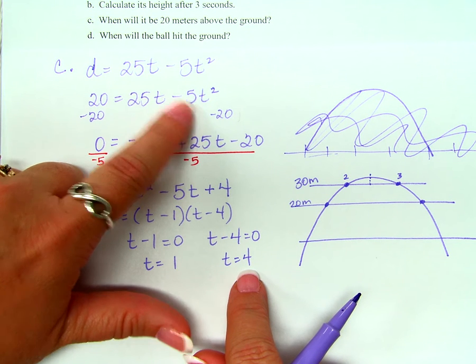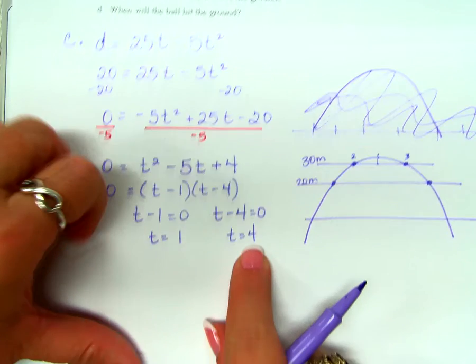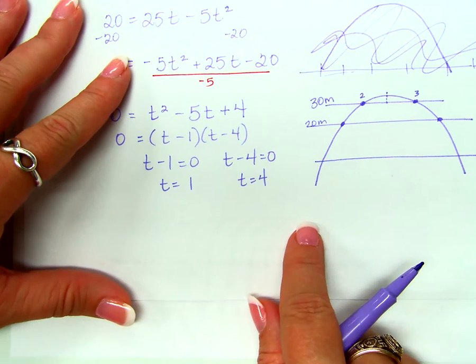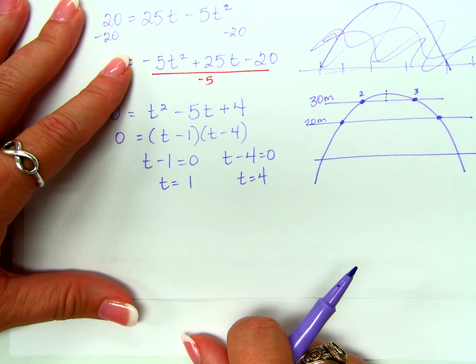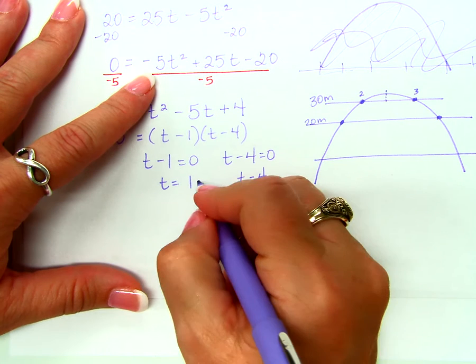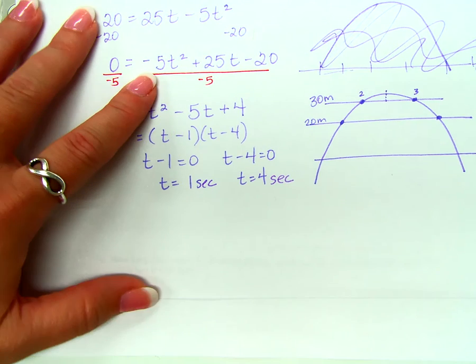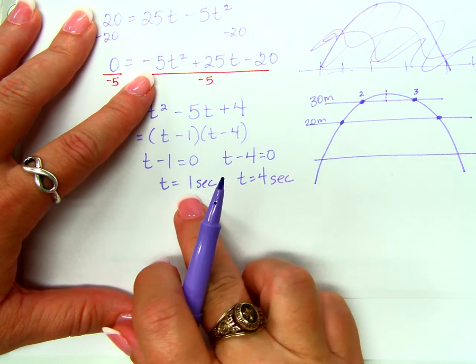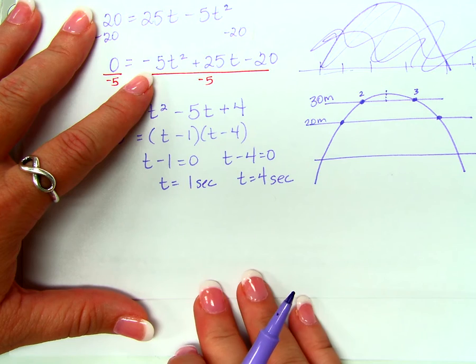80. 100 minus 80? 20. So they both work, right? So we should have written the answers instead of just going on. What's the answer? Or answers in this case? 1 second and 4 seconds, right? Again, we can't just leave t equals 1 and t equals 4. We have to have it mean something in the problem. Okay?